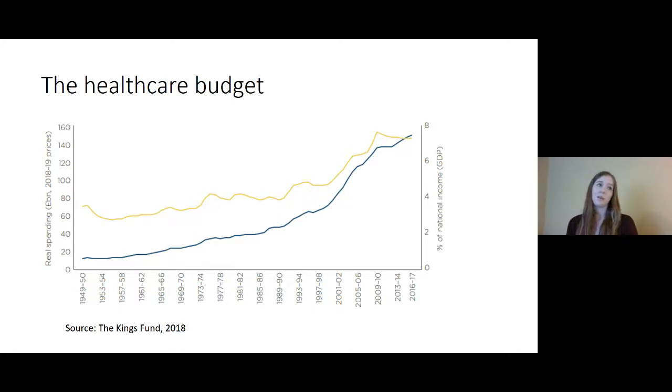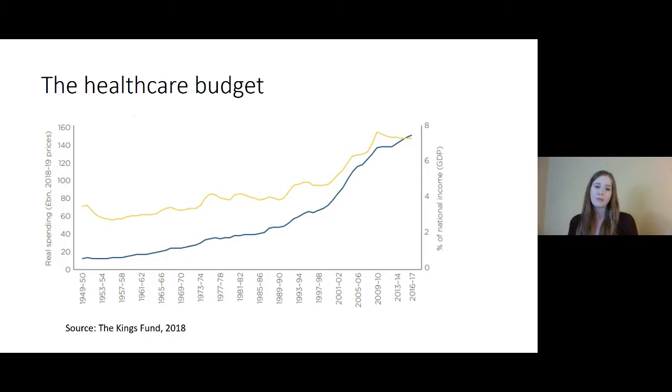So when we're thinking about the healthcare budget, I've put up this graph here of the NHS healthcare budget since the NHS was founded in 1948 up until 2017. And what it shows us, looking at the blue line, the first thing that you see is that it's increased dramatically over time.